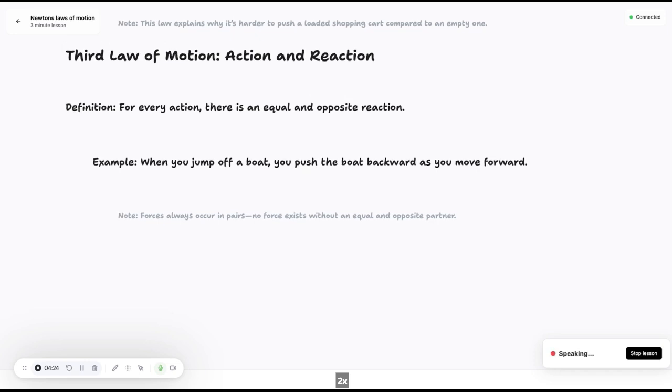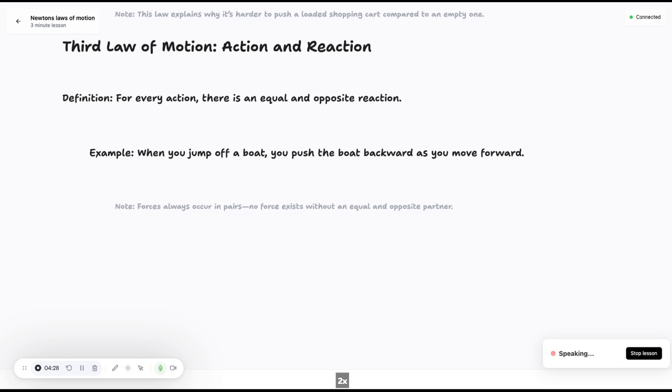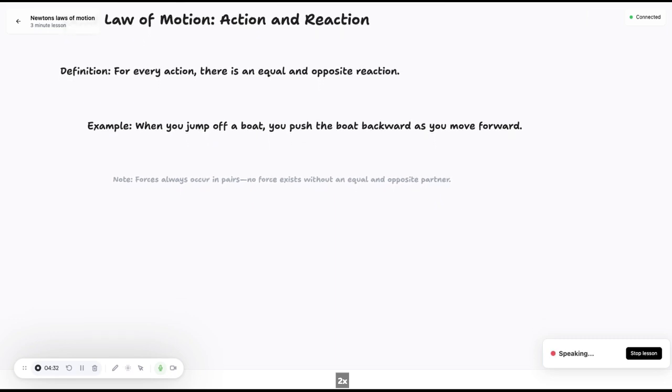This is also why rockets launch. The engines push exhaust gases down, and the rocket is pushed up in response. You can see this idea summarized along with an example on the whiteboard. Any questions about this topic? No, perfectly clear.